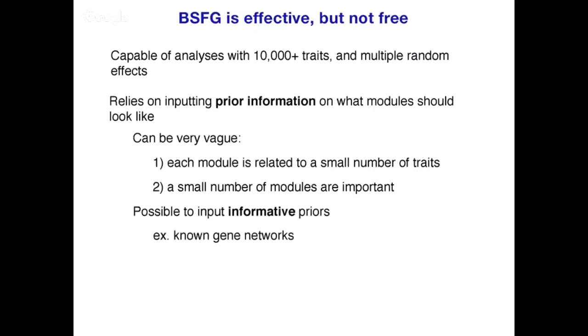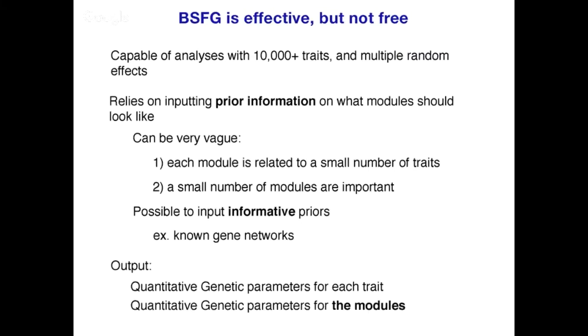However, part of the flexibility and power of a Bayesian approach is that if there is more information, say there are known gene networks, you can input those, and the model should become even more powerful. So the output of this model is quantitative genetics in any sense you want on each of the original traits, QTL loci, heritabilities, things like that. But probably more importantly, quantitative genetic parameters for these modules themselves. And so I think that's maybe where the interpretation can come from.